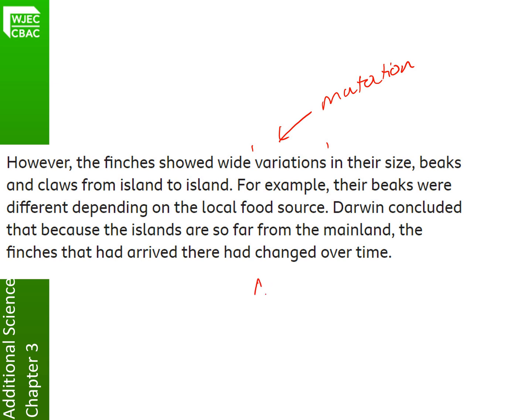So if it was an advantage to have a short, sharp, pointy beak, it meant that you could get the insects out from between the bark. If this was an advantage, it helped you to survive. If you were able to survive, you could breed, and as a result, you could pass those genes on to the next generation.